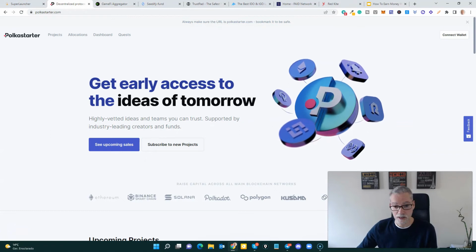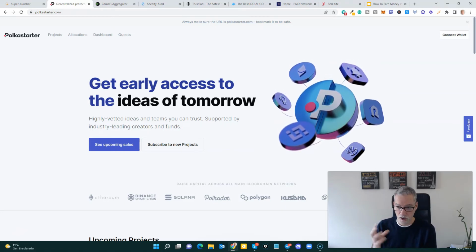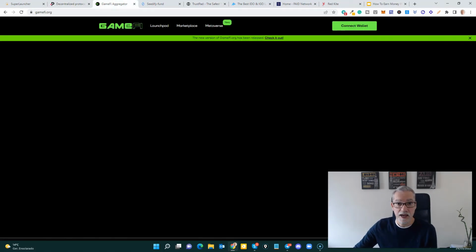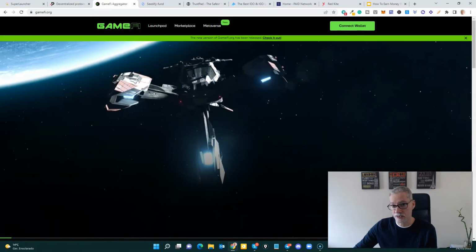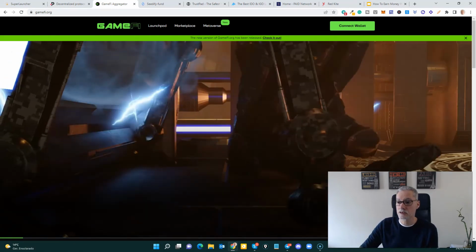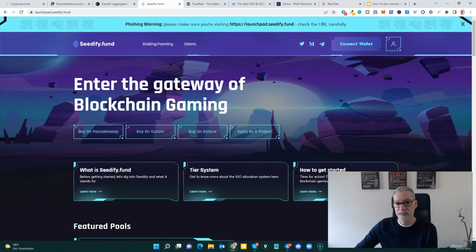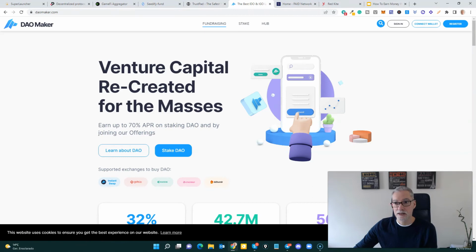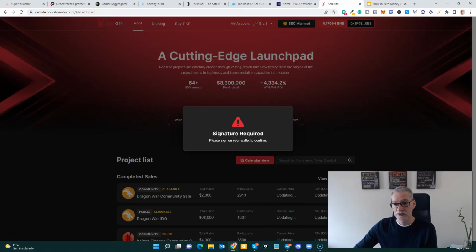So the next one is Polkastarter. It's also a multi-chain Launchpad. This is probably the largest Launchpad in terms of number of projects and also the amount of funds raised. Then you have GameFi. This is, as the name suggests, very focused on gaming. You have Seedify as well, then Trustpad, DAO Maker, Paid Network, and RedKite. So this is a list of some of the Launchpads that I have used before and that I trust, okay?